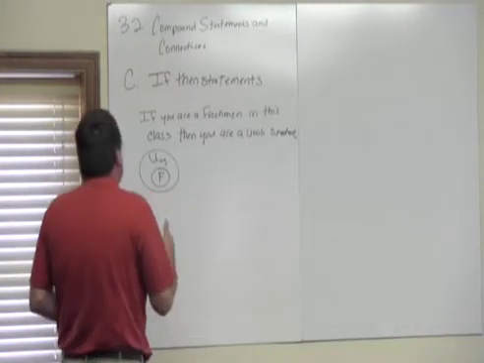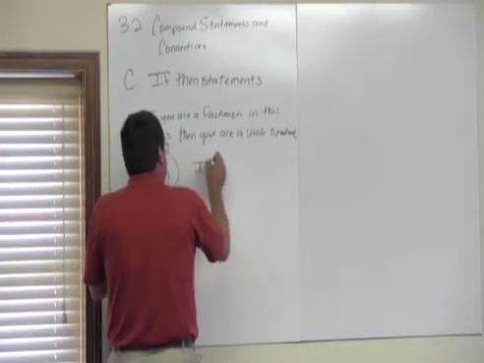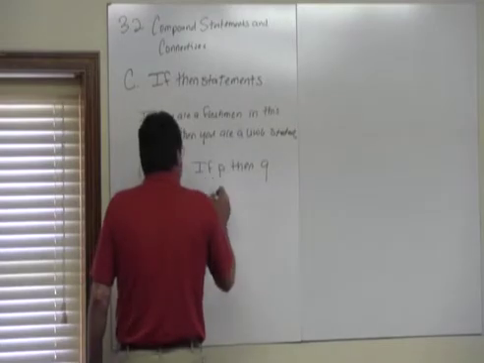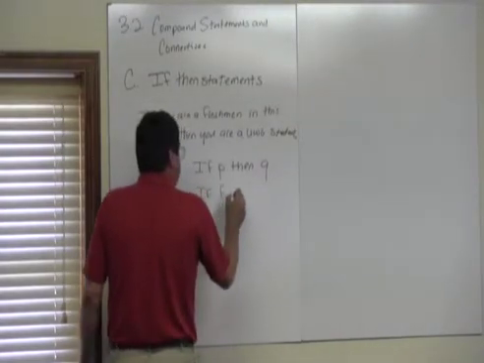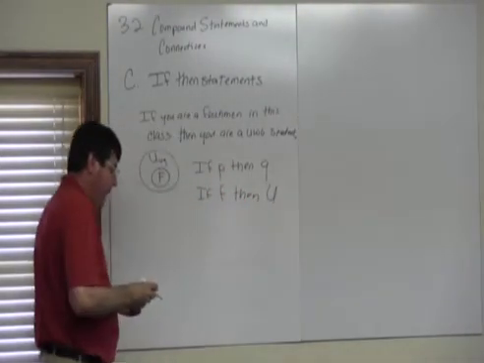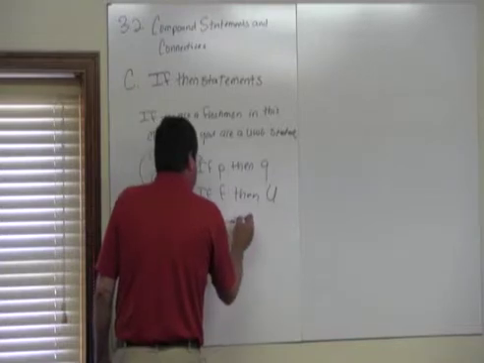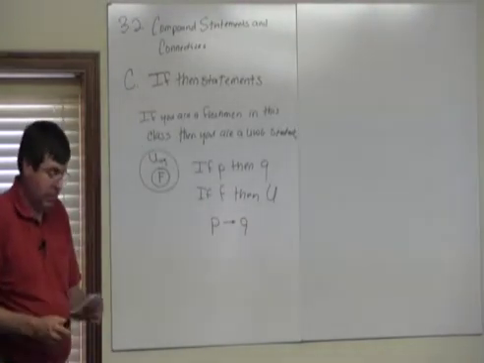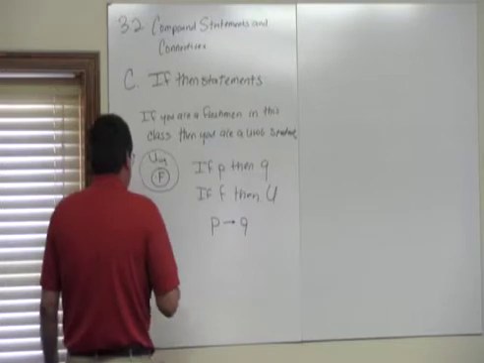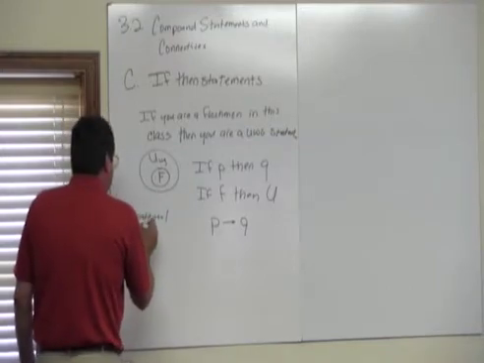Now this is a conditional statement. If P, then Q. All right, so if P, then Q. Or I could say, if F, freshman, then UWG student. Okay? That makes sense? Now, I could write it in a shortcut way. All right, this means if P, then Q. All right, so this is called a conditional statement.